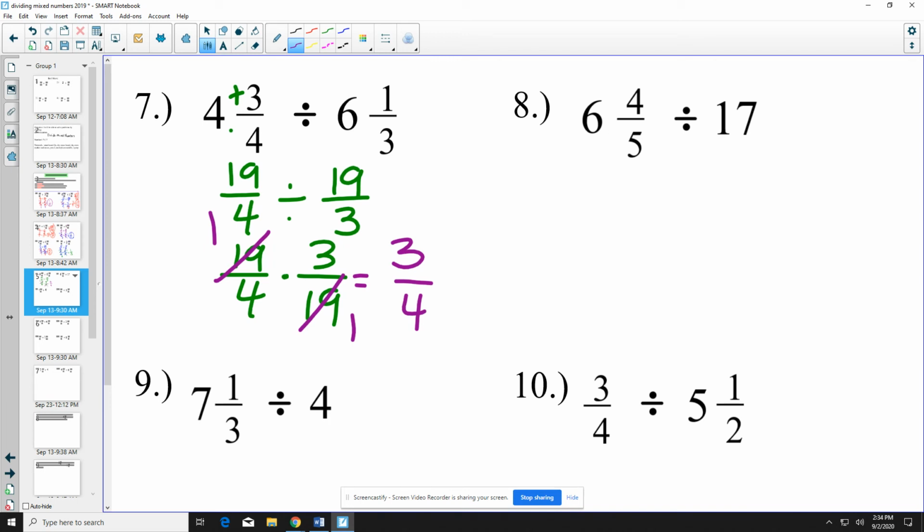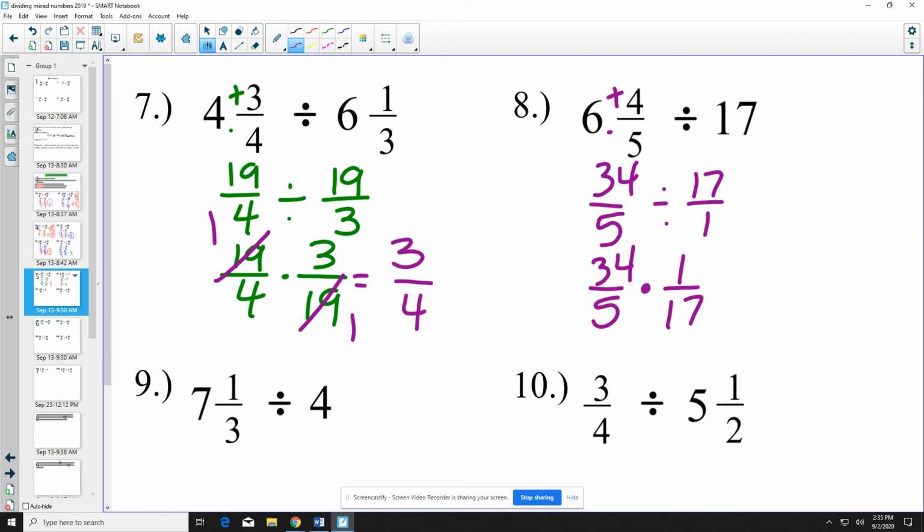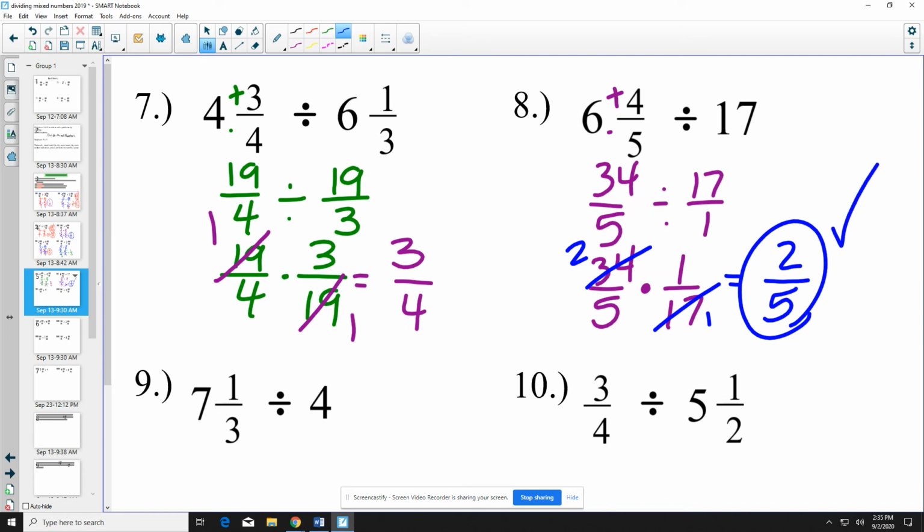Okay, so now that you're done, let's see if you did 6 times 5, 30, plus 4 to get 34 over 5. And did you put 17 over 1? Then you keep, change, flip. You make 34/5 the same, make it times 1 over 17. Did you find cancellation with 34 and 17? 17 goes into 34 twice. 17 goes into 17 once. That's all the cancellation. When you multiply across, see if you got a 2/5.